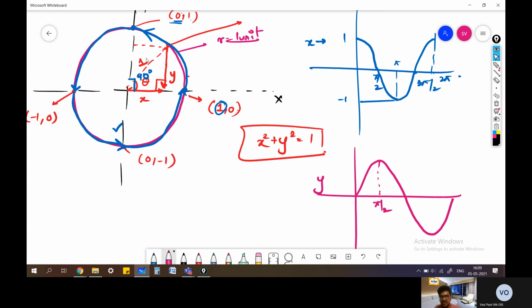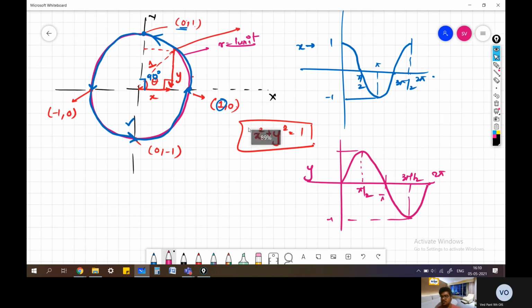At pi by 2, it is 90, it is becoming 1. At pi, it is becoming 0. At 3 pi by 2, it is becoming minus 1. Then at 2 pi, it is becoming 0. Understood? So, for giving this convention, scientists decided to name this as a function.